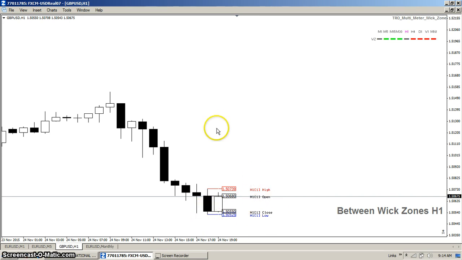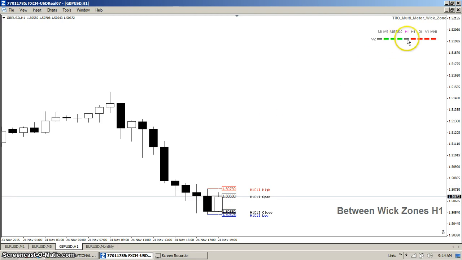Now, this indicator here is the TRO HL5 indicator that's just set to show the high of the previous candle, the open, the close, and the low, because these will give you the wick zones. Now, in this case, the open is the top and the close is the bottom, but with this white candle it will be just the opposite.